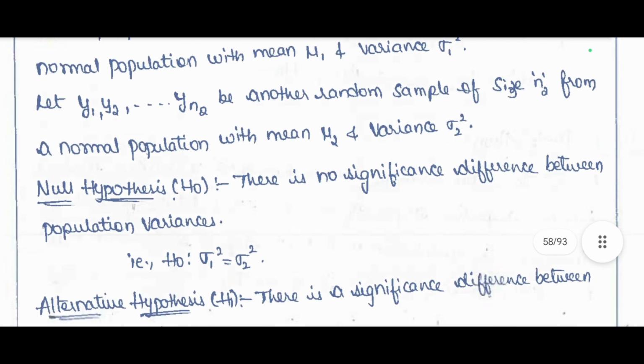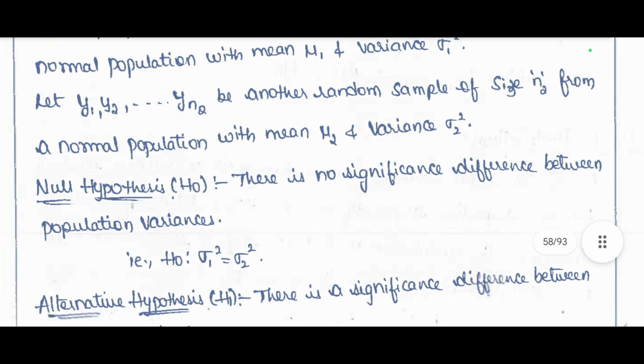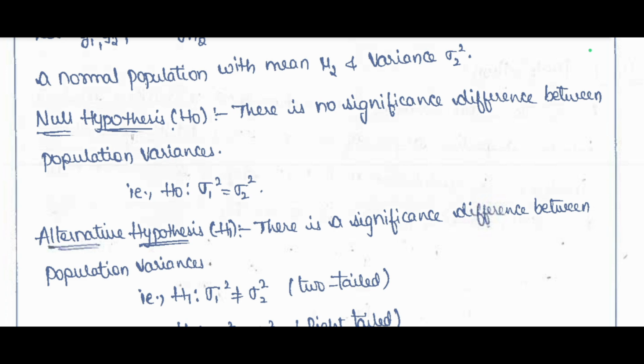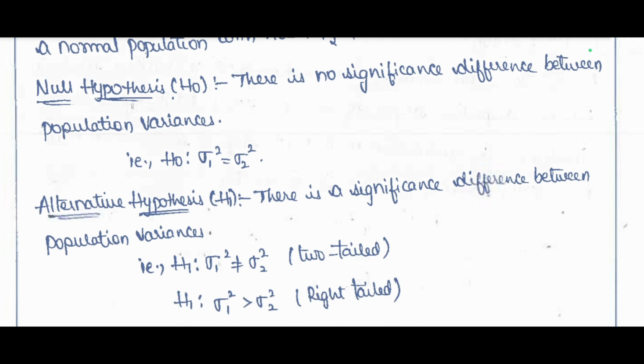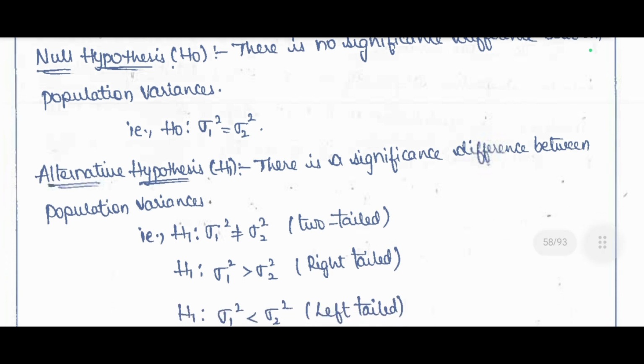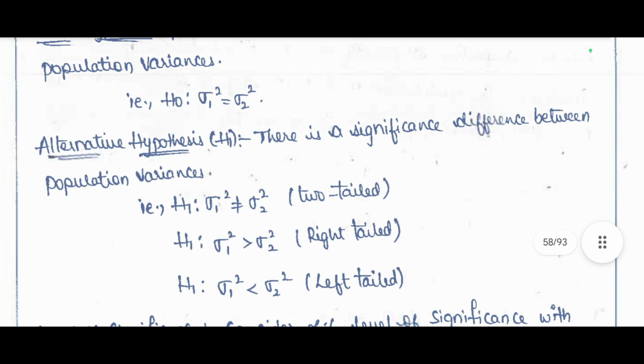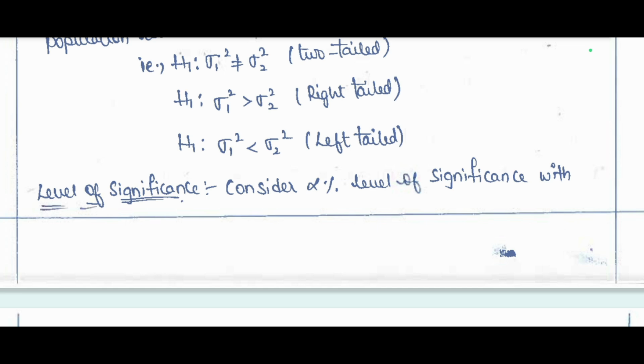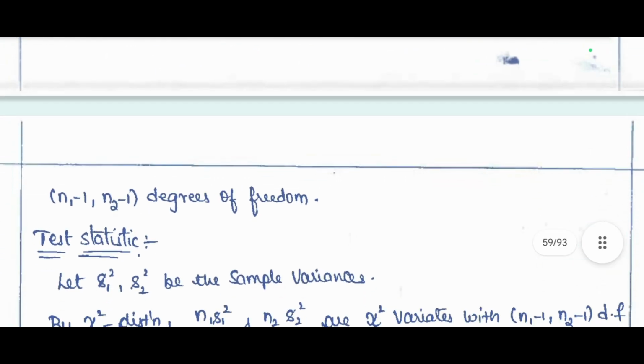So here the null hypothesis is that there is no significant difference between the population variances, that is, H naught: sigma 1 square is equal to sigma 2 square, a no-difference statement. Next, the alternative hypothesis is that there is a significant difference between the population variances, that is, not equal to; it may be either the right tail or the left tail. Level of significance: consider alpha level of significance with n1 minus 1, n2 minus 1 degrees of freedom.